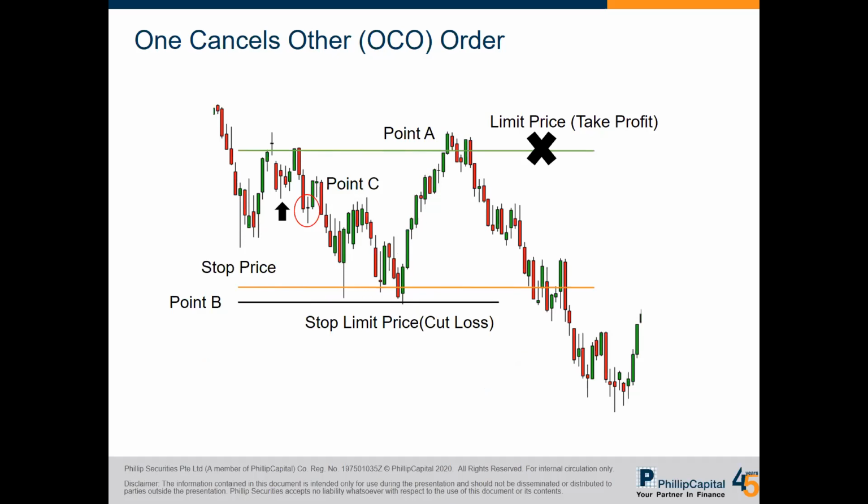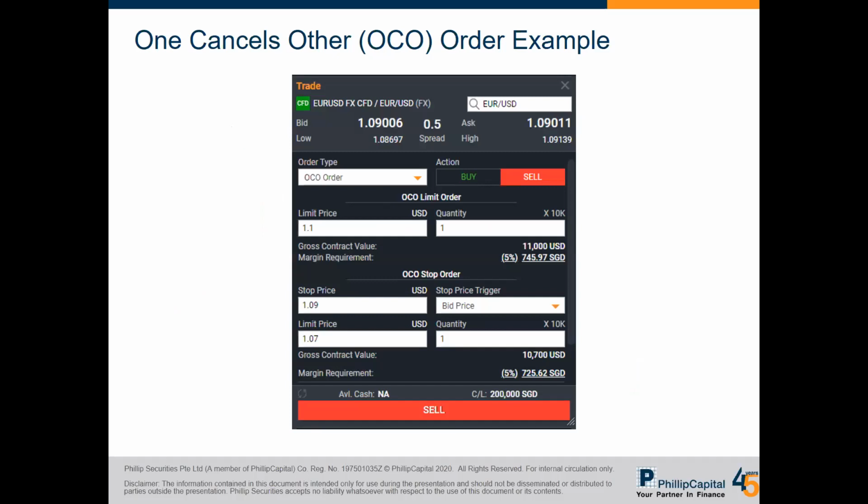Let me give you another example. Let's say you already have a position in the red circle at point C, and you place an OCO order. So you can either take profit at point A or cut loss at point B. After some time, the market goes against you, it touches the stop price and hits your stop limit price, and automatically you'll cut loss at point B, and now your limit price to take profit at point A will be cancelled. So this is how the OCO order works. It's one cancels others. So this is how you can set your OCO order.